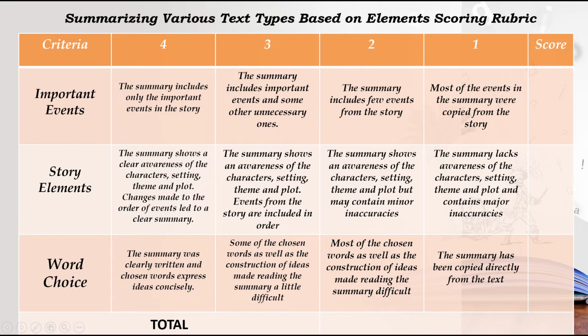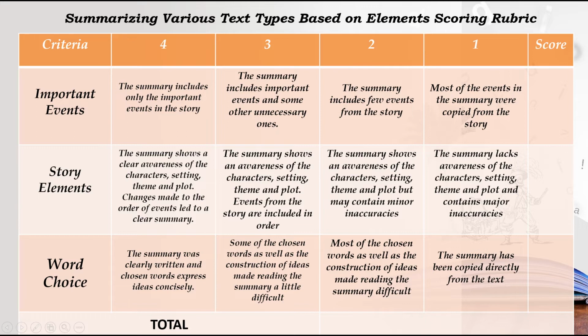In order for you to get a score of 4 under important events, the summary should include only the important events in the story. 3 points if the summary includes important events and some other unnecessary ones. 2 points if the summary includes only a few events from the story. And 1 point if most of the events in the summary were copied from the story. For the story elements, you will get a perfect score if the summary shows a clear awareness of the characters, setting, theme, and plot, and if the changes made to the order of events led to a clear summary.